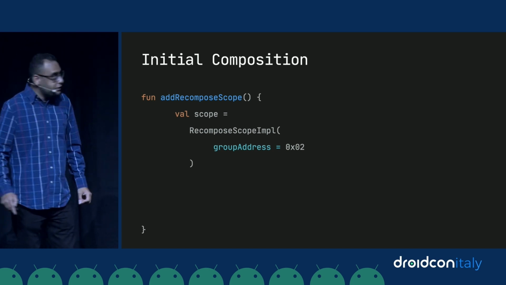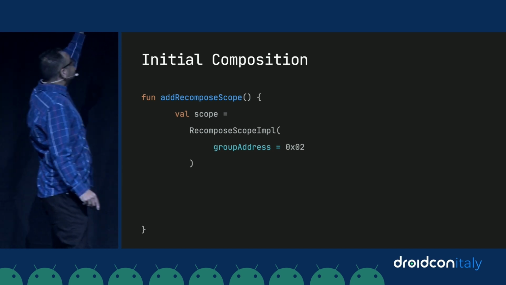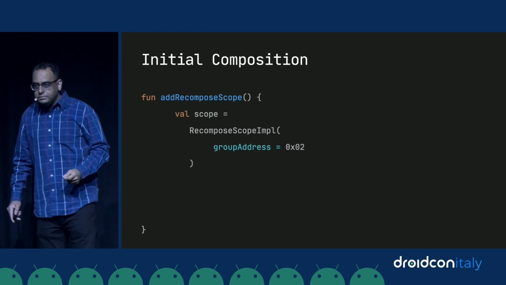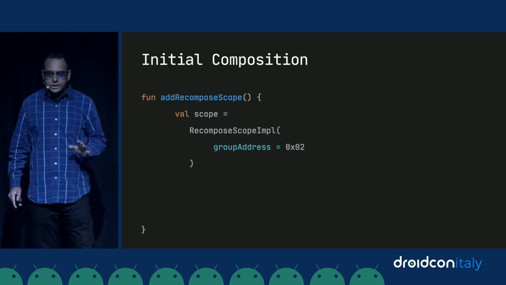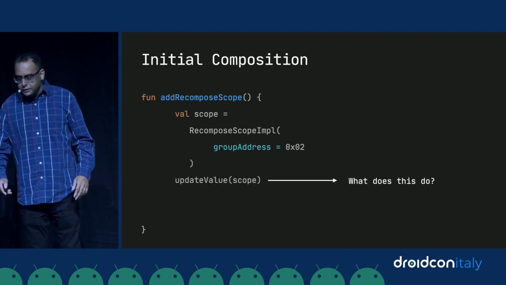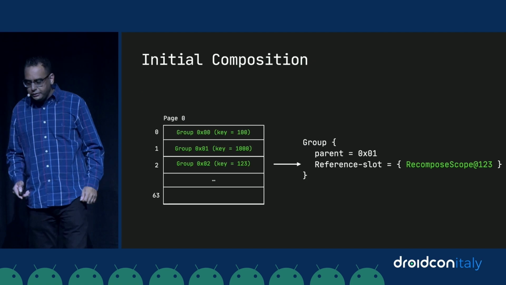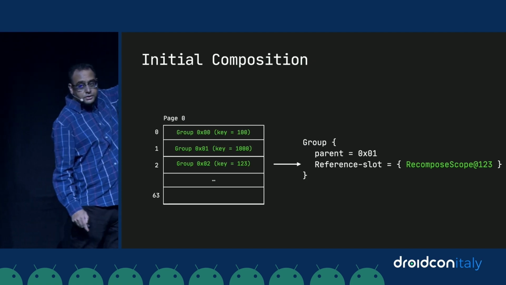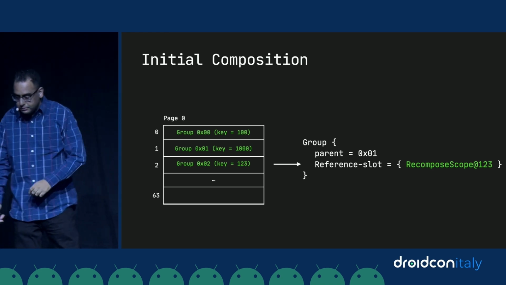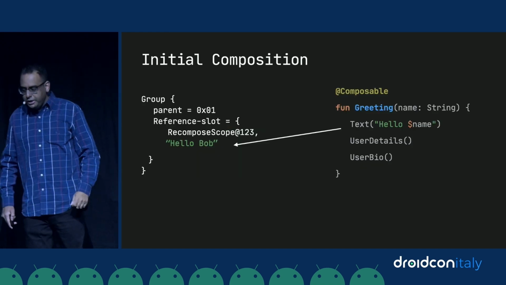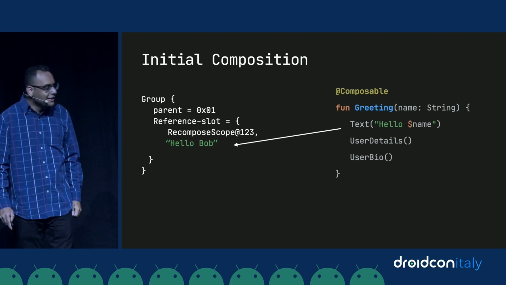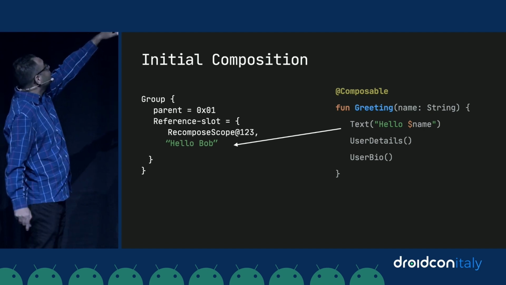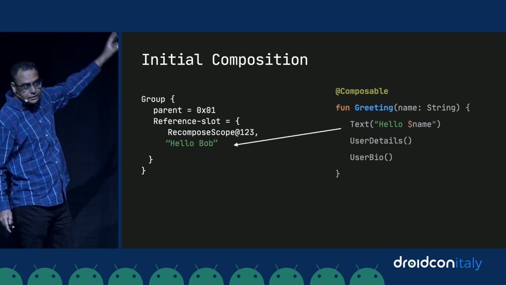The most important thing to understand, it creates an instance of that and it stores in there the group. What group does it represent? This is a key piece of information that it stores for recomposition. So next thing, it goes in and updates the values. So it stores the recomposition scope right there in the reference slot because it's a reference type. And that's where it stores it. So the next thing it needs to be able to do is store any computed types like that, like the hello string, which gets stored in the metadata like this.